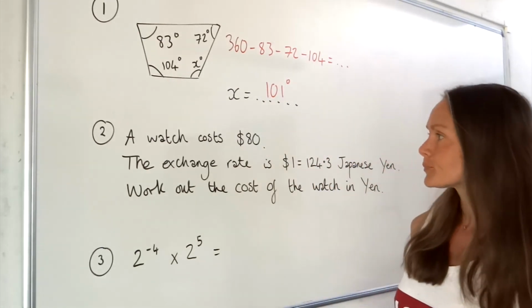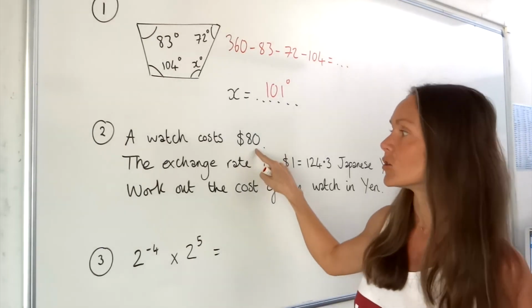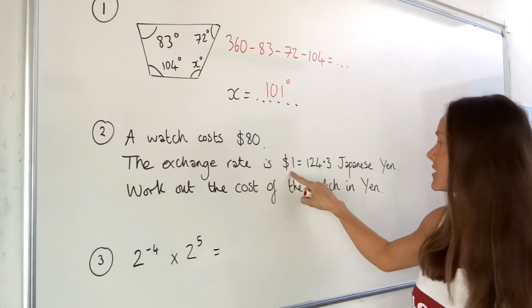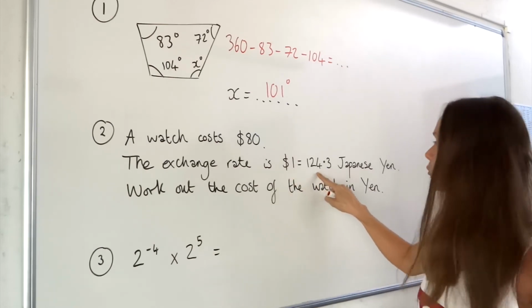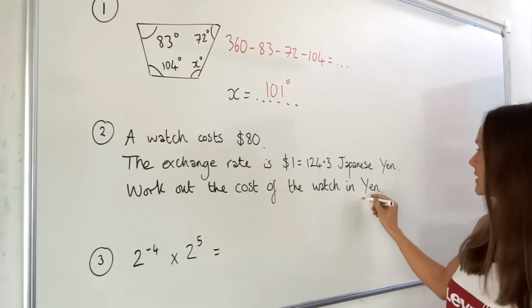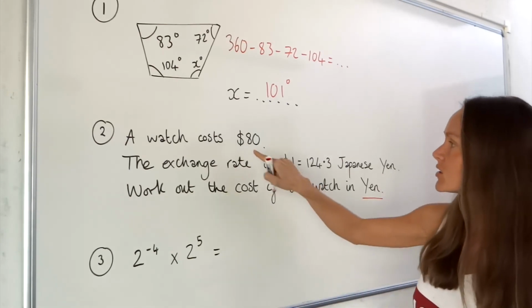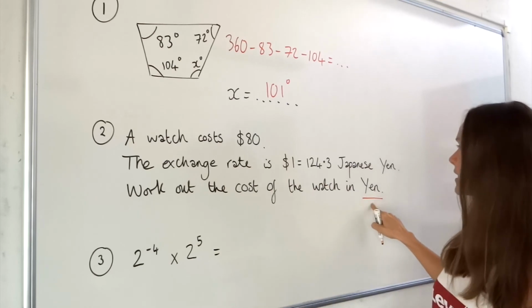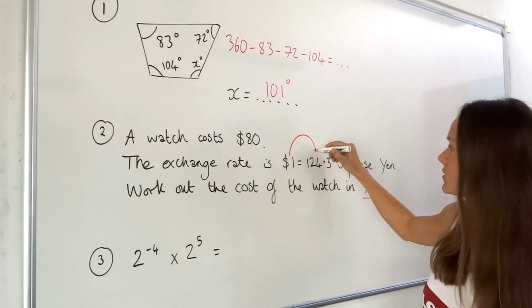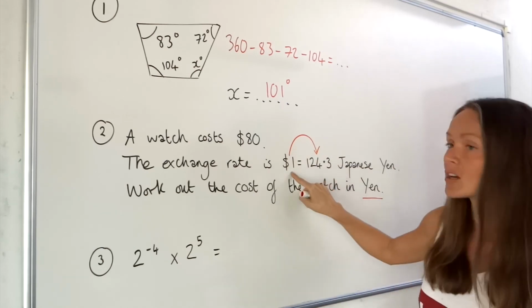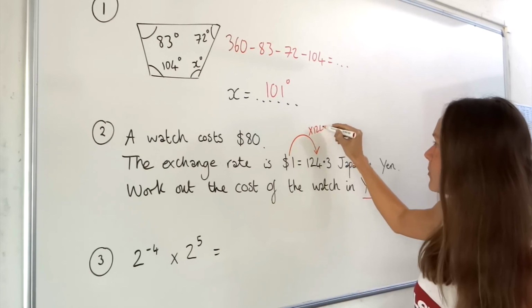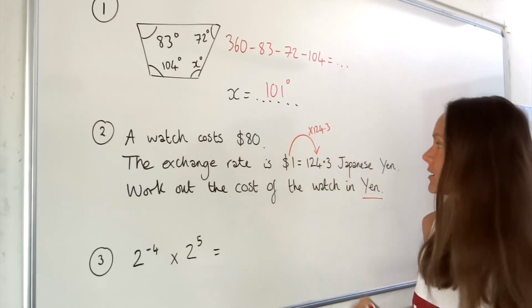In number 2, a watch costs $80 and they give us the exchange rate here. $1 is equal to 124.3 Japanese yen. Work out the cost of the watch in yen. So we're changing dollars into yen. So if I look here at the exchange rate, I'm going this way, dollars into yen. So to turn dollars into yen, I have to multiply by 124.3.